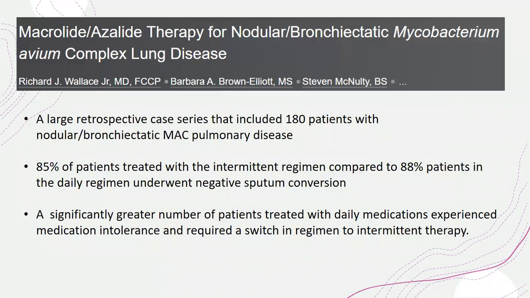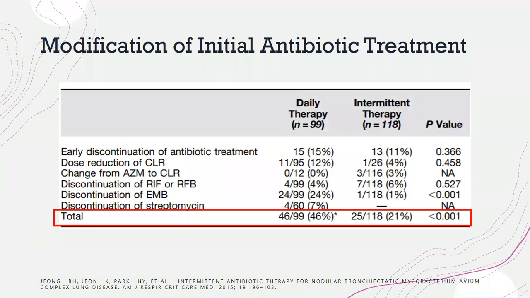But the big reason why we harp on using intermittent medications here is that there was a significantly greater number of patients treated with daily medications who experienced medication intolerance and had to switch into an intermittent regimen. And that's something I highlight in the next slide as well. This is another study that was done to compare daily versus intermittent therapy. You can see here that 46% of the arm that had daily therapy had to change their antibiotic treatment regimen versus only 21% in the intermittent therapy group, which was a significant difference.